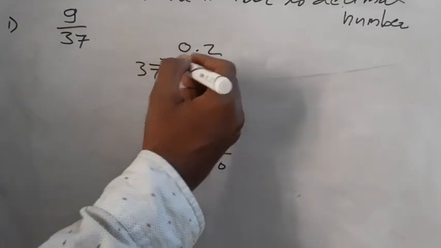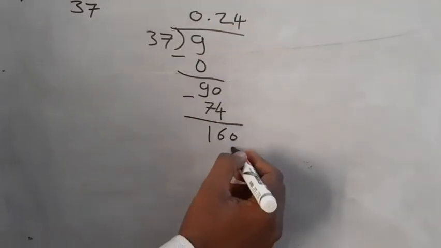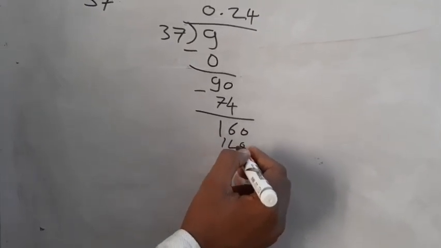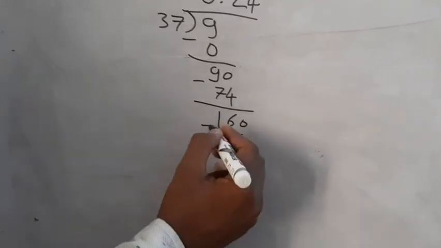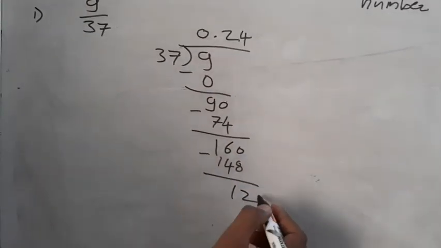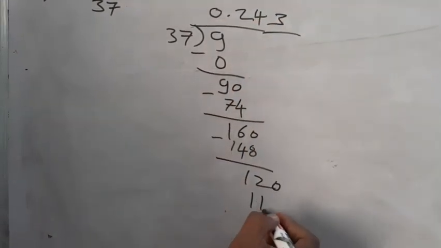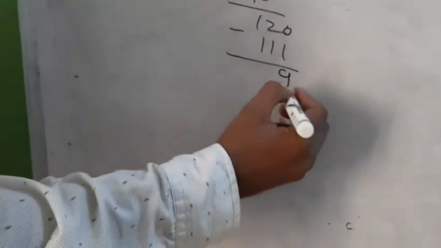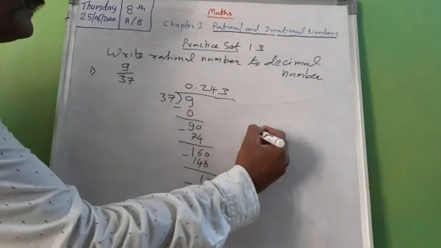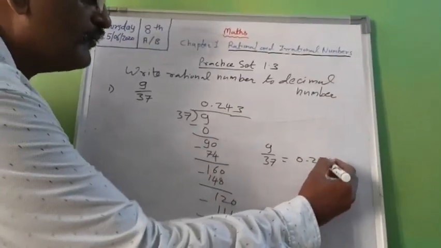Here, 37 into 4, you can write 148. Here we are getting the answer minus 12. Take one more 0. 37 into 3 is 111. 9. Children, what do we get here? I can write 9 upon 37 as 0.243.